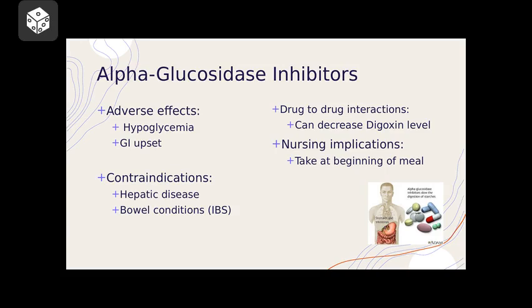Drug-to-drug interactions include mixing this drug with digoxin, because it can decrease digoxin levels. And we know digoxin is a really strong cardiac medication that we want to make sure that the level is in the right range. So it's a dangerous interaction there. As a nurse, one specific thing for this is we want to make sure we're giving this medication at the beginning of the meal. Again, it works in the GI tract to interfere with the digestion of carbohydrates, so it makes sense to take it at the beginning of a meal.